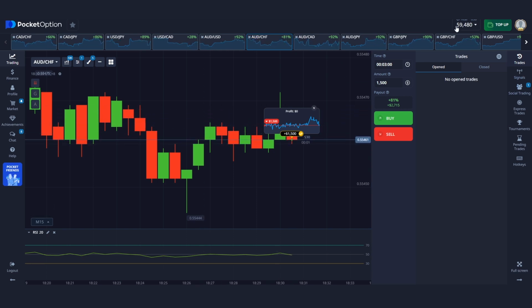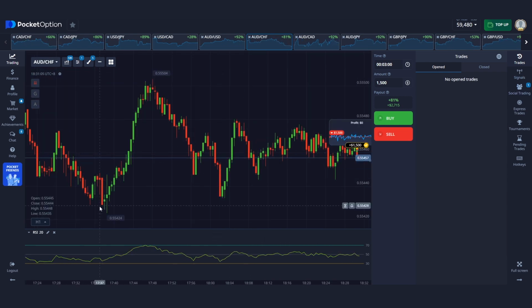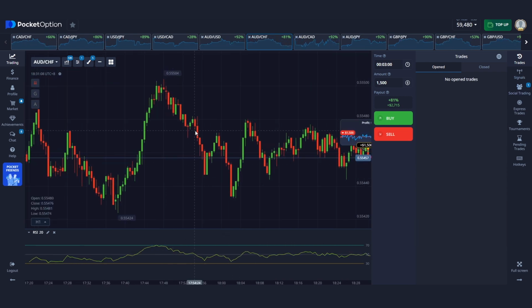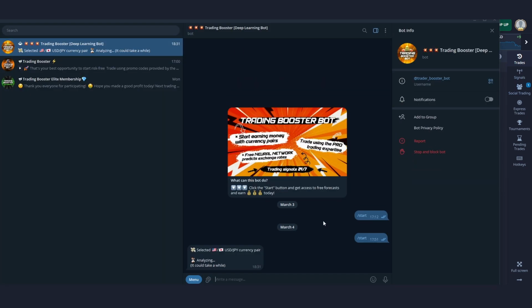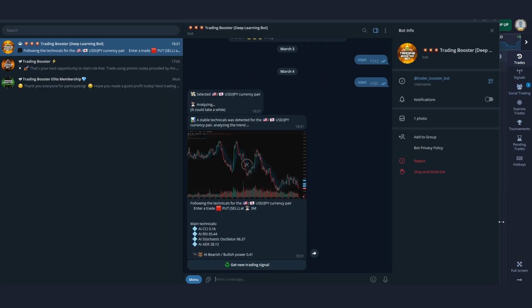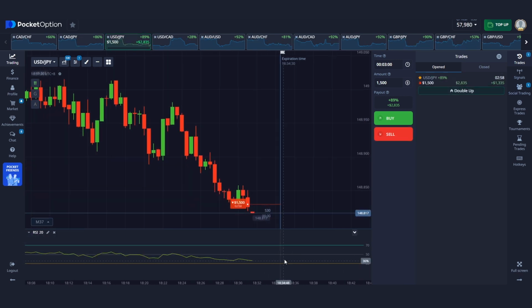Alright, I choose another currency pair with better movement, in order to have more volatility and for the price to make a larger movement. For 3 minutes, I choose the currency pair US dollar Japanese yen. And I receive a sell signal. Right from here I open a sell trade. The RSI indicator is in the lower zone, so it's safe to open trades.